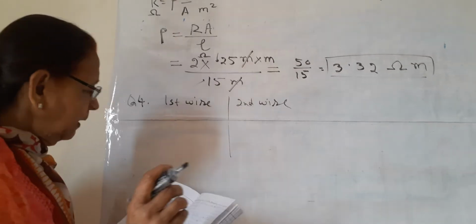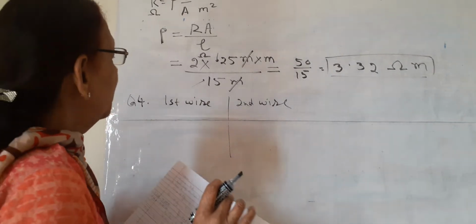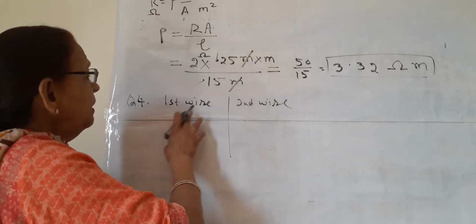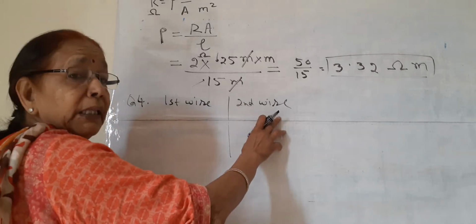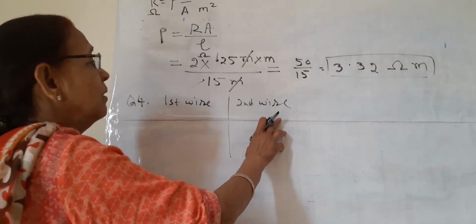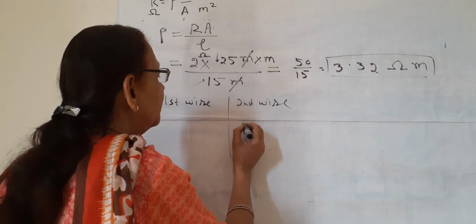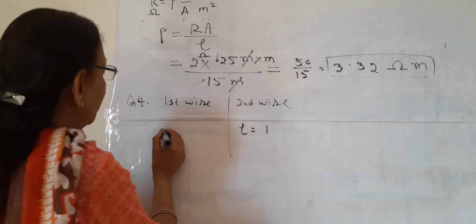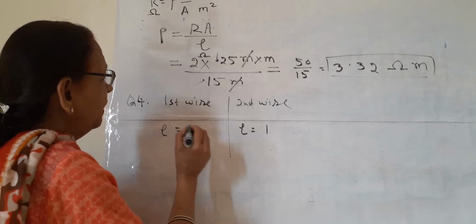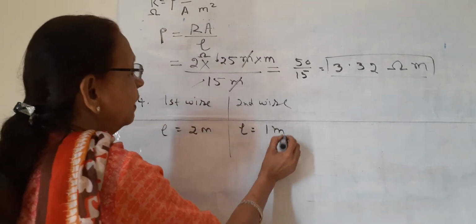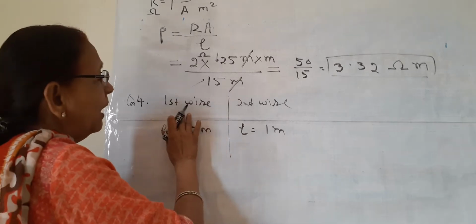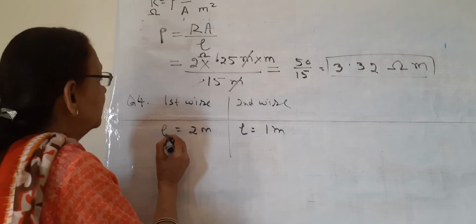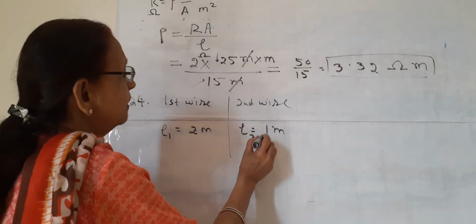It is given that the first wire is double the length of second wire. What is given? First wire is double the length of second wire. So we assume that the length of second wire is 1 meter. So if it is doubled, then it will be 2 meters. This is L1, this is L2.